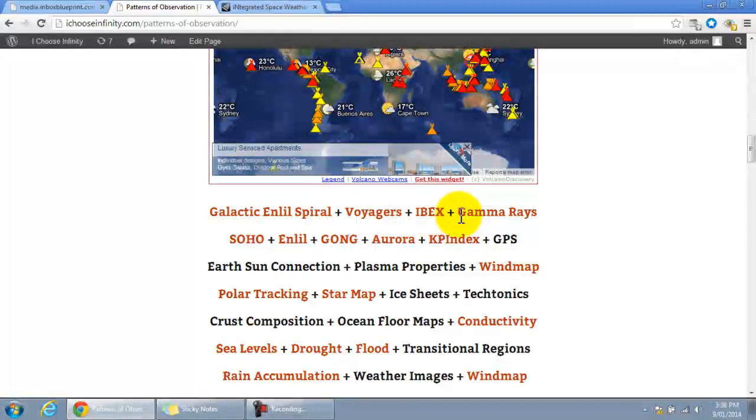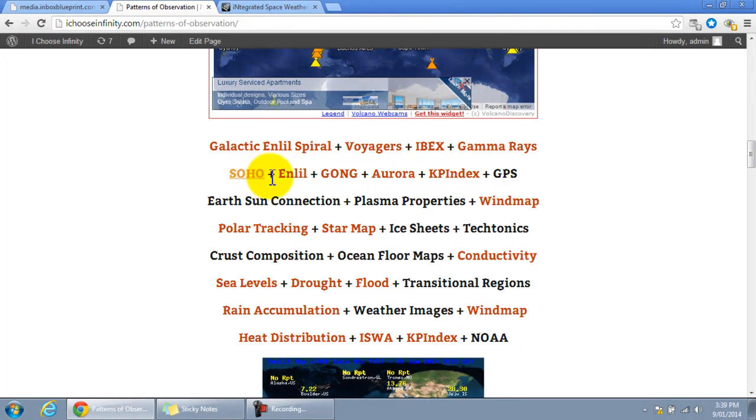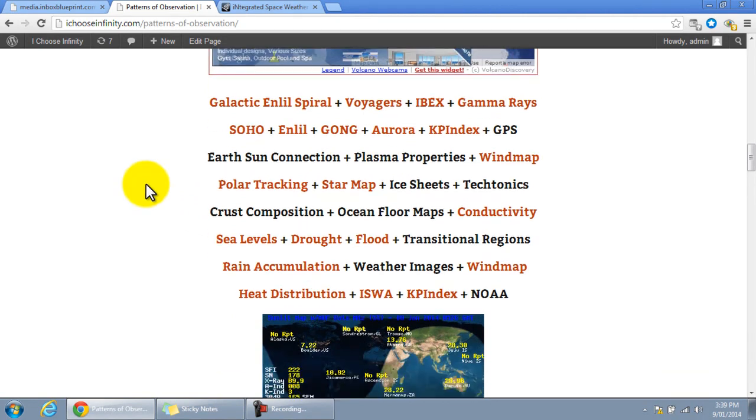The outer solar system satellites, Voyagers, IBEX. We really need to develop a galactic Enlil spiral because it looks like the Sun gets a lot of energy from the galaxy in the same way that the Sun delivers energy to the Earth. You've got information about the Sun sending energy to Earth, the aurora, that's Earth receiving energy. The Kp index is high energy particles like solar storms. The Earth-Sun connection, plasma properties, because everything is like fluid dynamics out there. There is actually energy moving in fluid-like patterns.